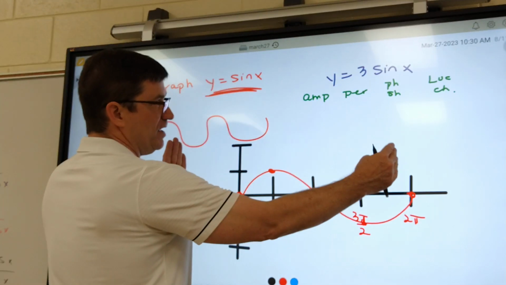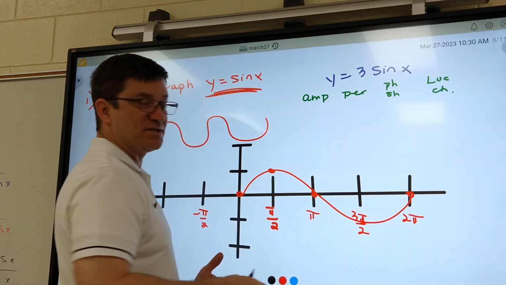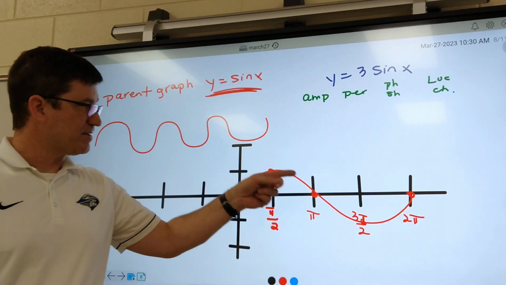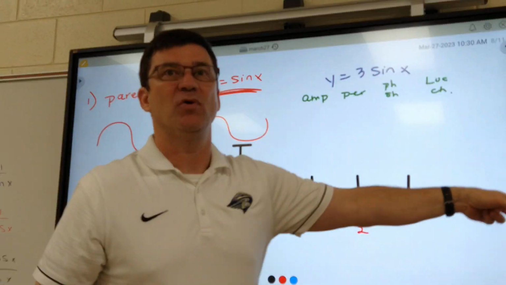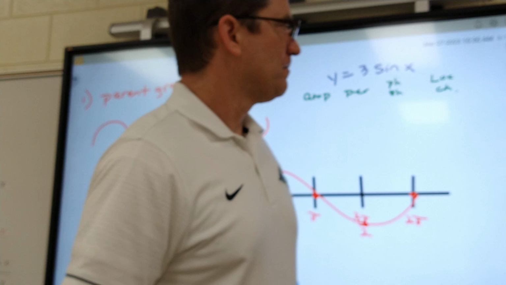So, the period for this graph is 2 pi. What does that mean? That's how far it has to go before it starts over. Then it would keep going. Does that make sense, Matthew? Let me say it again.